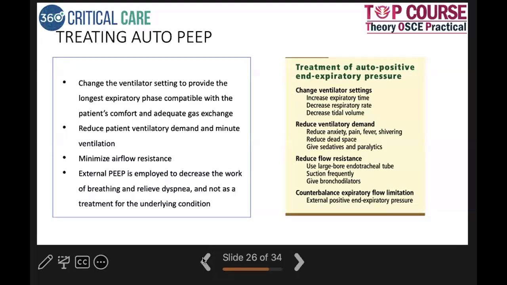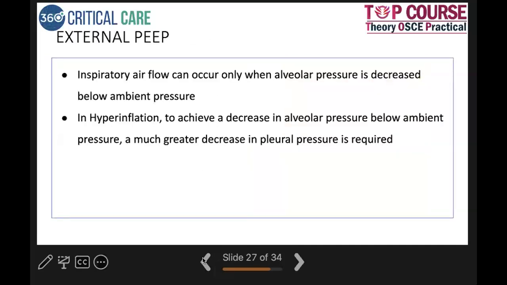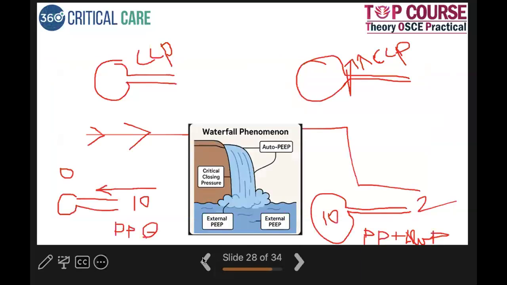Okay. And the last method is that you have to balance the intrinsic PEEP by applying extrinsic PEEP in a patient whom we are trying to wean off, or who is spontaneously breathing on support ventilation, and is finding it difficult to trigger the next ventilation because of the auto PEEP. Then you have to adjust the external PEEP. Okay. That concept I have already explained.